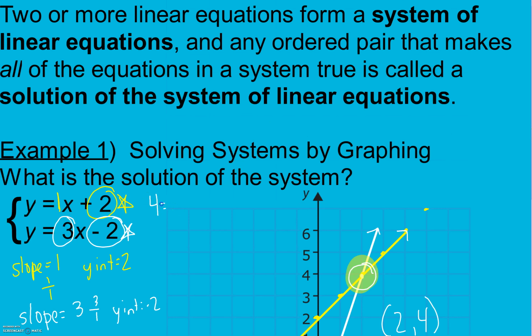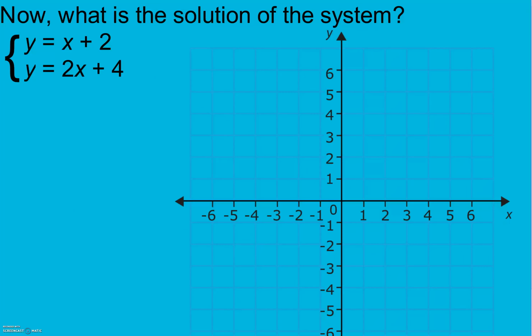Let's check it. y equals 2 plus 2, 4 equals 4. 4 equals 3 times 2 minus 2. 6 minus 2 is 4. So it works for both of them. This is the only point that will work for both. So the solution of this system is the point or the ordered pair that makes all of the equations true. Go ahead and pause and give this one a try if you'd like.